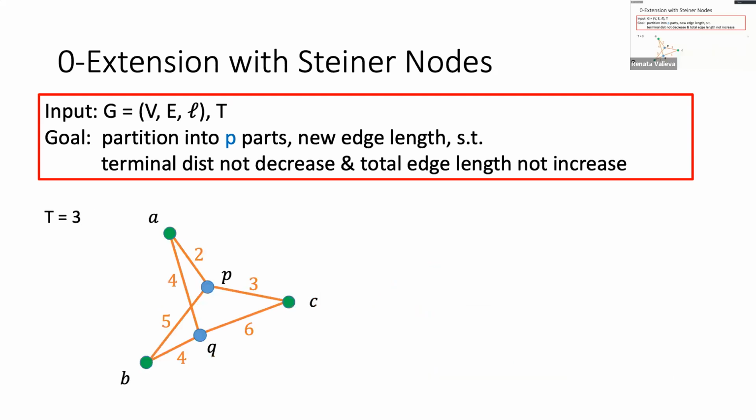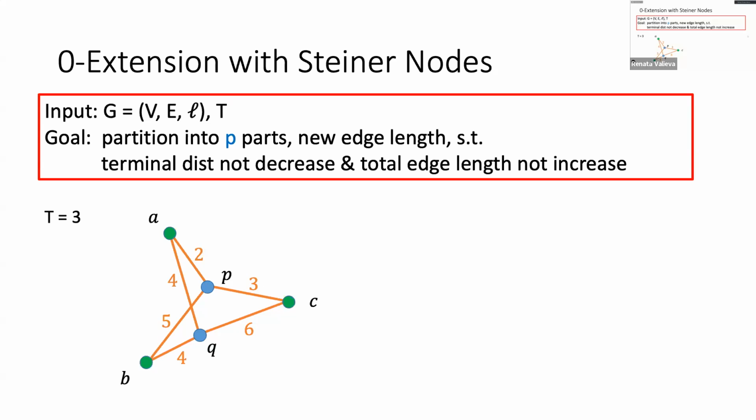So for the three terminal case, things become fundamentally different. Ready? Okay, let's see an example here. We recall we want to decrease the total edge length. So we want to make sure that the terminal distances will not increase, and the total edge length will not increase. So what should we do to this example?